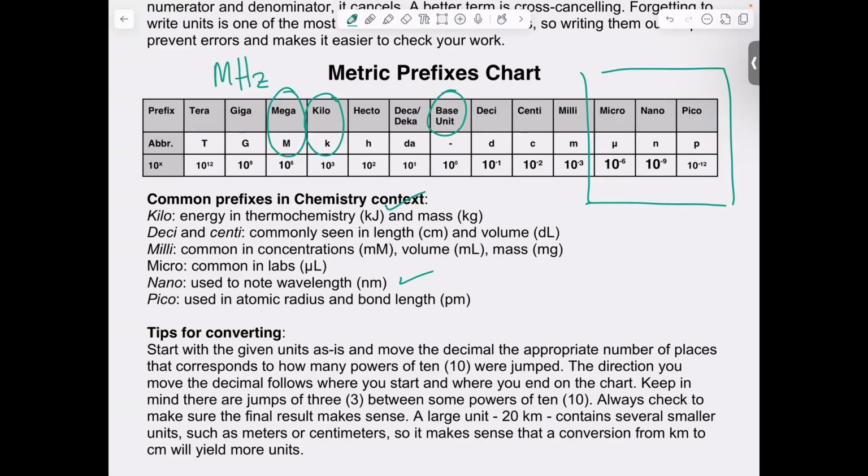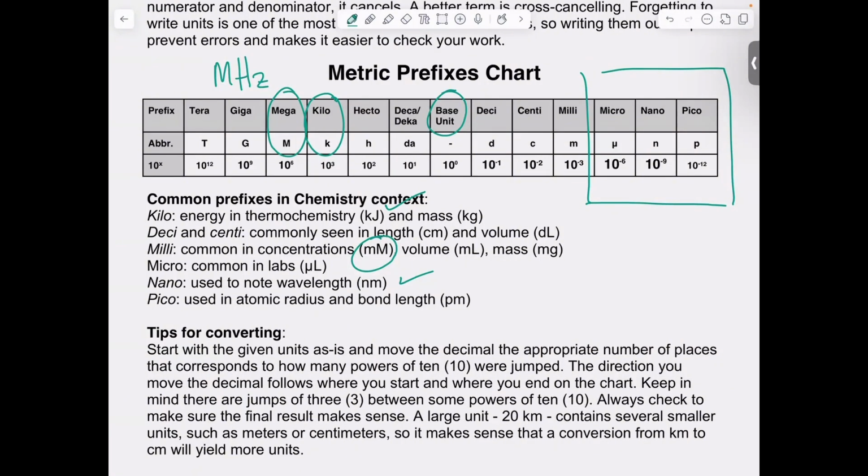Common prefixes in chemistry. Kilo on the joules for kilograms. Deci and centi, we might see centimeters or maybe even deciliters. Milli, millimoles, millimolar for volume, or sorry, millimolar for concentration. That's our mM right there. Milliliters, and then milligrams. Milligrams, like for medication, right? Those are smaller doses. Micro, that's common in labs with our microliter. We use a little pipette for that.